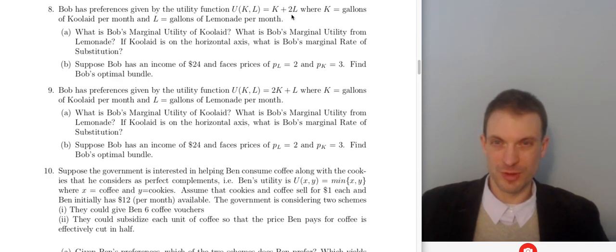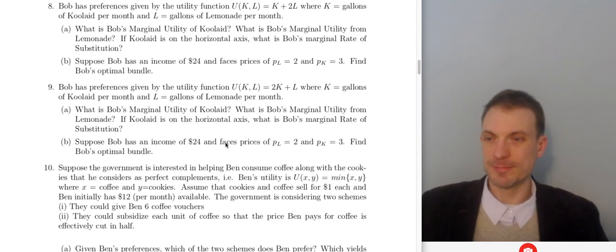How do I change it? I put the different marginal utility. Now the marginal utility of K is 1, marginal utility of L is 2. Here the marginal utility of K is 2, and the marginal utility of L is 1.